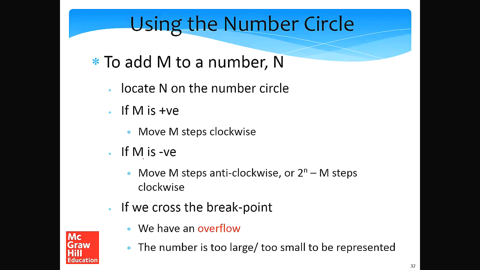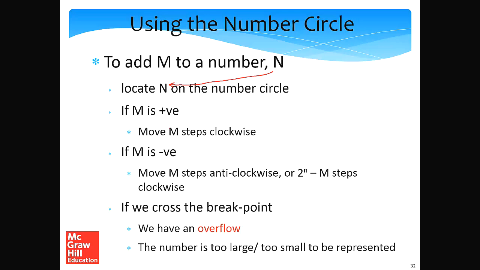So let's now try to use the number circle. Let's assume that you want to add m to a number n. The first thing that we do is we locate n on the number circle. If m is positive, we move m steps clockwise, because every single step that we move, we increment the number by 1. Similarly, if m is negative, we move m steps anti-clockwise, which will essentially decrement the number, and this is equivalent.